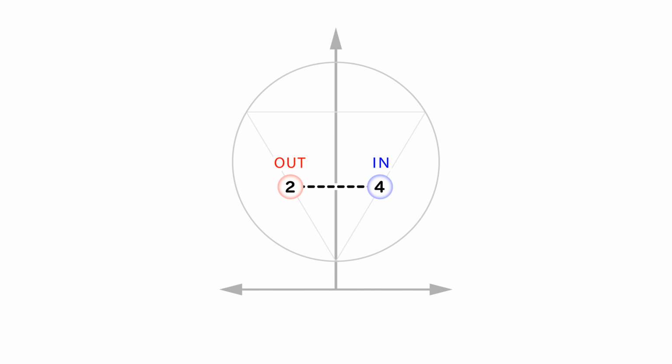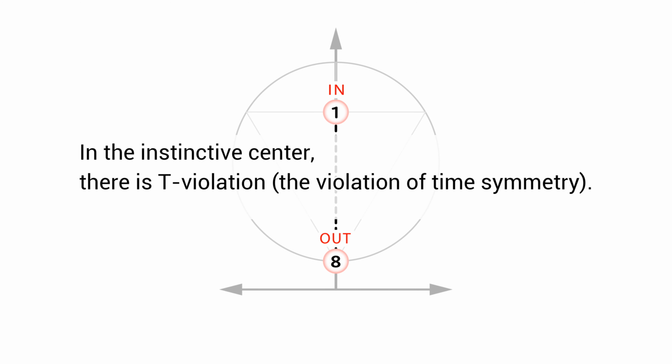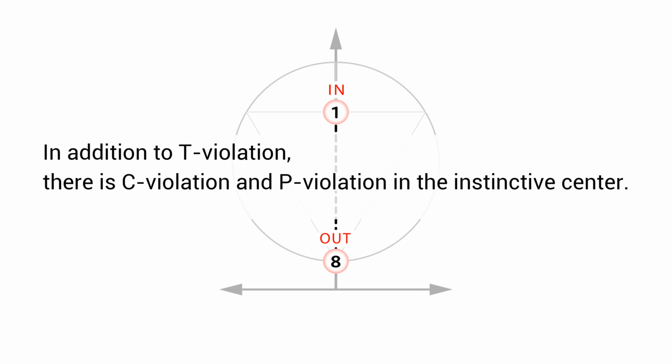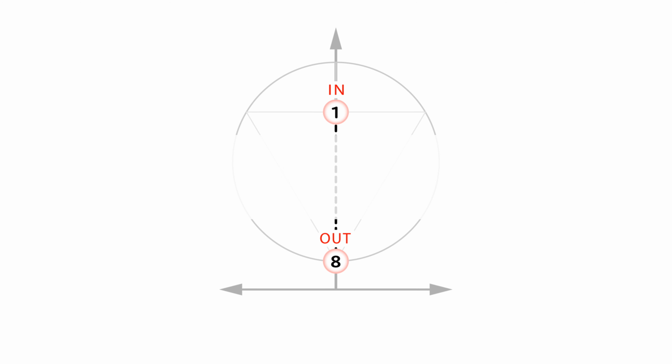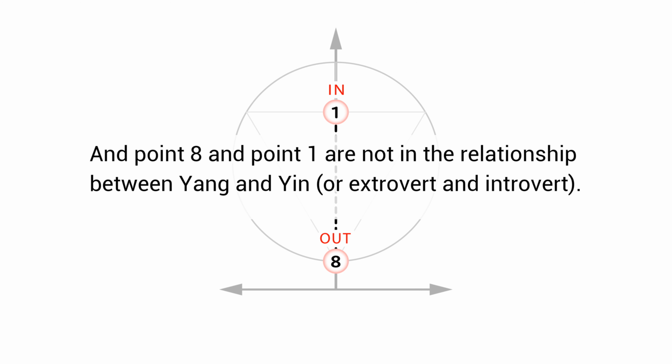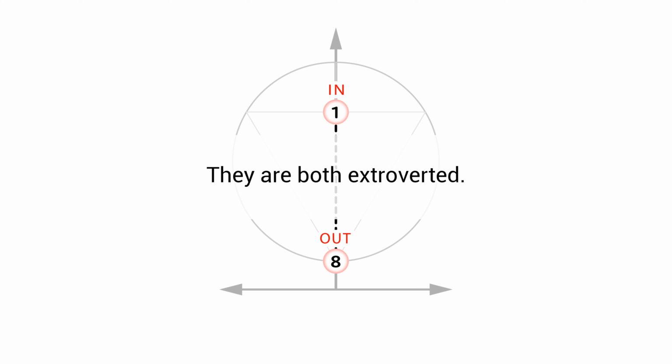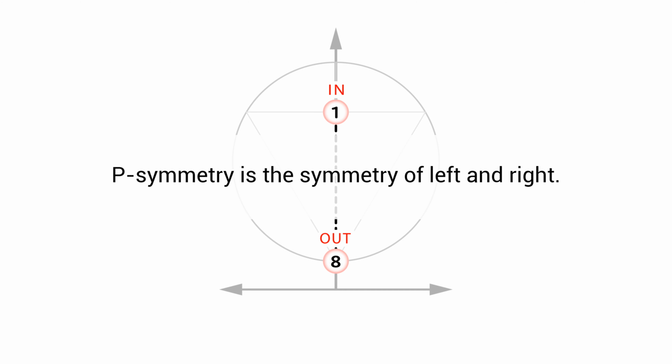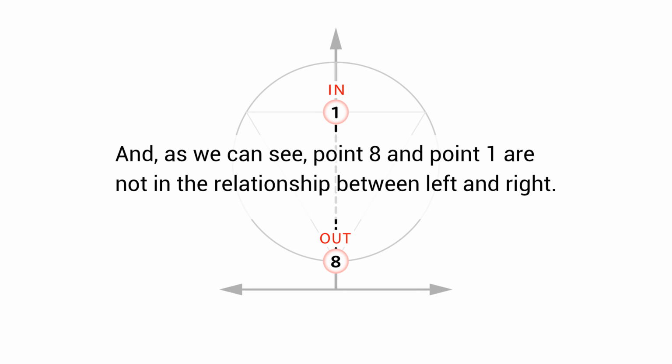In contrast to these two centers, the out and the in of the instinctive center are not located at the same height. That is, in the instinctive center, there is T violation, the violation of time symmetry. In addition to T violation, there is C violation and P violation in the instinctive center, as discussed previously. C symmetry is the symmetry of yin and yang. And point 8 and point 1 are not in the relationship between yang and yin, or extrovert and introvert. They are both extroverted. P symmetry is the symmetry of left and right. And, as we can see, point 8 and point 1 are not in the relationship between left and right.